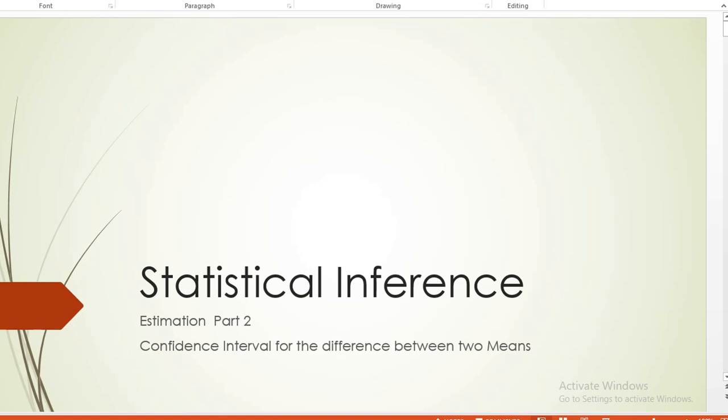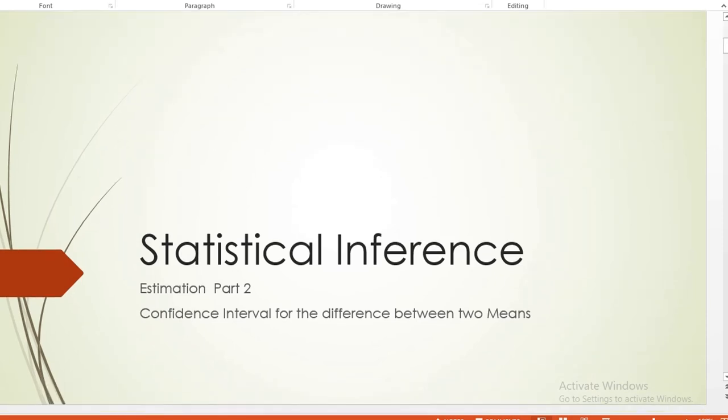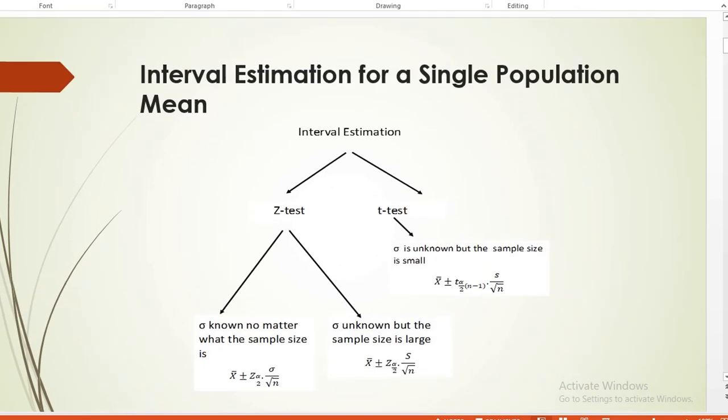Confidence interval for the difference between two population means is my today's topic. To recap my previous lecture, it was the interval estimation for a single population mean, where we discussed two things, z test and t test. In z test, we have to tackle two situations. One is for known sigma, meaning the population variance or population standard deviation is known, no matter what the sample size is. Sample size could be small, sample size could be large. The second case, we have to deal with sigma unknown but the sample size should be large, then we have to use the z distribution.